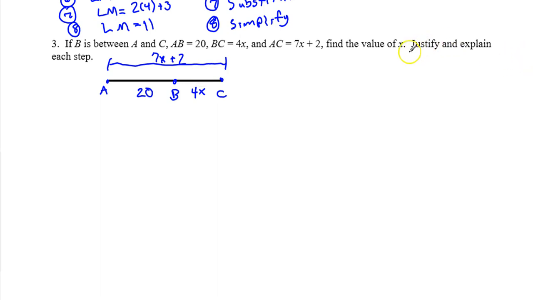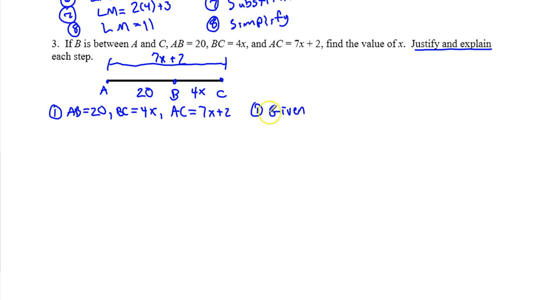Okay, again, these keywords, justify and explain, say we've got to give a reason for all this stuff. Okay, now, what I didn't write last time, and which I really should, is at the beginning here, we just want to put in these things that were given. So AB is 20, BC is 4x, and AC is 7x plus 2. All that stuff, all we're just going to say here is we know all of that because it's given. So why do you know that? That's what our justification does.